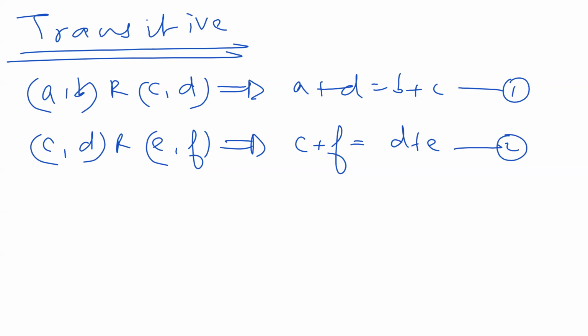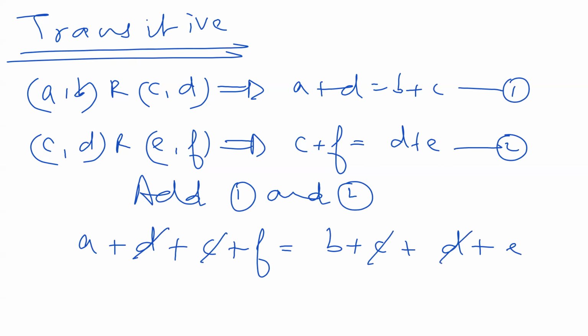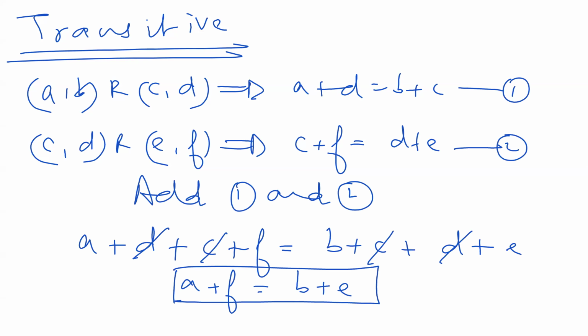Let this be 1, let this be 2. Add 1 and 2. A plus D plus C plus F equal to B plus C plus D plus E. Some cancellations: C and D are getting cancelled. So A plus F is equal to B plus E. We got this result.